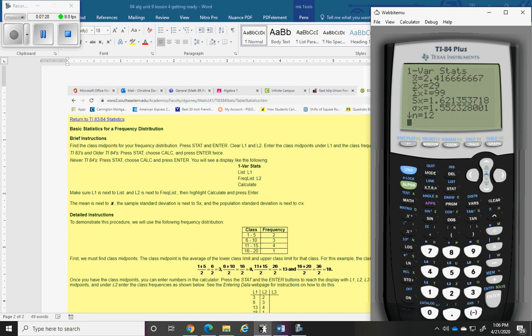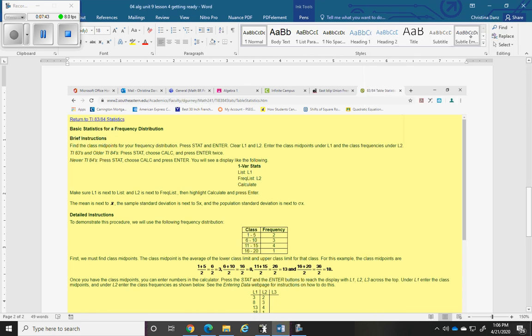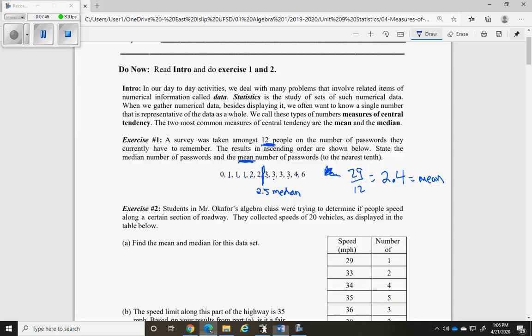So this X with a bar over it stands for mean. So the mean is 2.4 rounded to the nearest tenth, which is what I figured out before. And remember, if you scroll down, the median here is 2.5. So just a reminder about how to use your calculator. Mean is an X bar. I want you to remember such a thing so that you could use your calculator better. And like I said, on your calculator, you have to move down to calculate and hit enter.